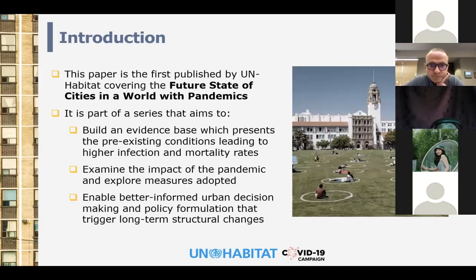The paper is the first published by UN Habitat covering the future state of cities in a world with pandemics. It is part of a series that aims to build evidence, which presents the pre-existing conditions in cities that led to higher infection and mortality rates. It examines the impact of the pandemic and explores the measures adopted to contain the spread of the virus and to enable better informed decision-making and policy formulation that can trigger long-term structural changes in building a more resilient urban future.